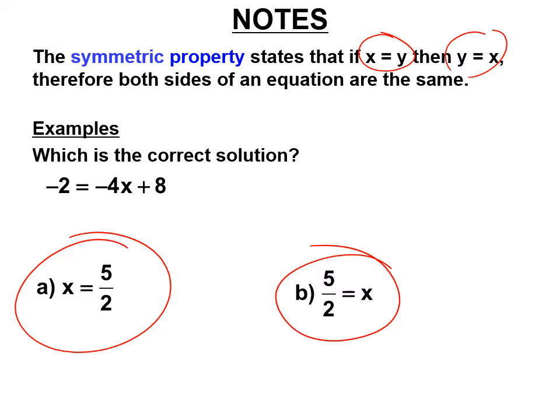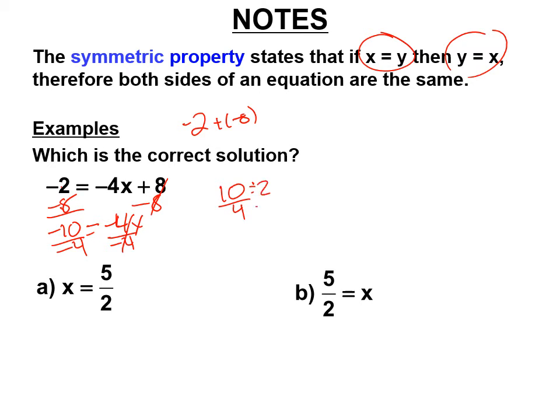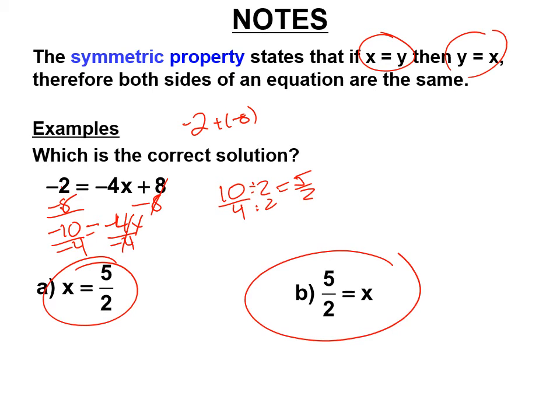Something that's symmetrical is the same on both sides. Equations are symmetrical. So when you do this problem, you subtract 8 from both sides. -2 minus 8, same as -2 plus -8. -10 equals -4x. Divide both sides by -4. -10 over -4. Two negatives make a positive, 10/4. But then you simplify, you get 5/2. It does not matter. So which is the correct solution? They're both correct, is the point.